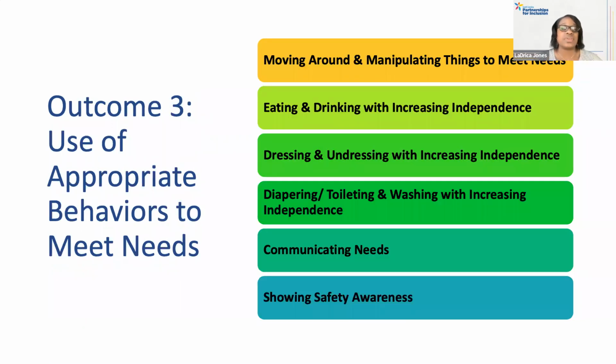Okay, so outcome 3 is the use of appropriate behaviors to meet needs. The first one here is moving around and manipulating things to meet needs. Children need to be able to move with increasing control and purpose. For example, reaching, rolling, crawling, walking, running, climbing, to navigate the environment with accommodations as needed. They should be able to manipulate objects, tools such as crayons and scissors and switches with increasing control.